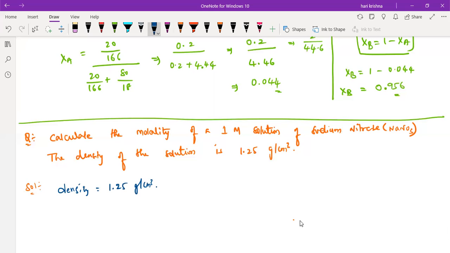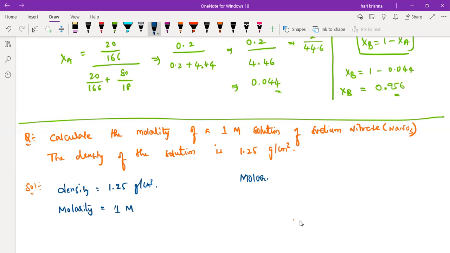Okay. And molarity is 1 molar. 1 molar means what? What is the meaning of 1 molar? The number of moles of solute is how much? 1. And the volume of solution is also 1 only, right?